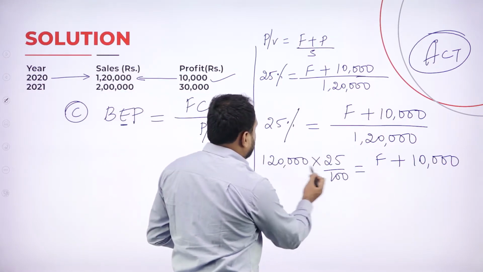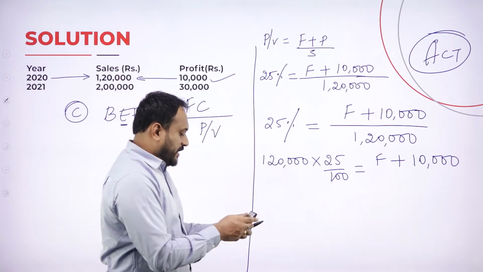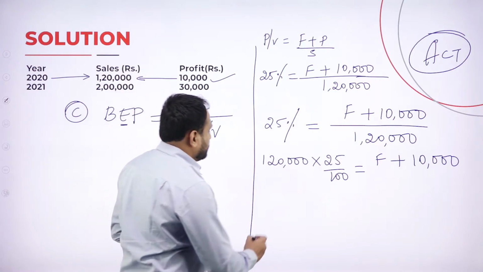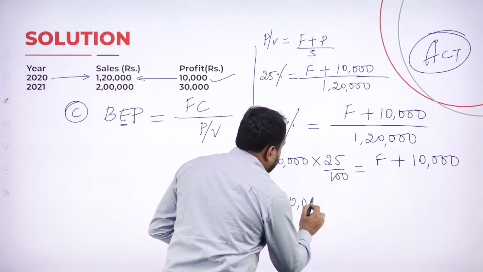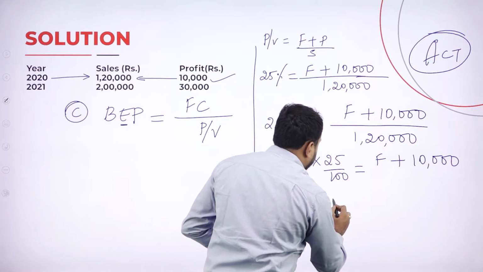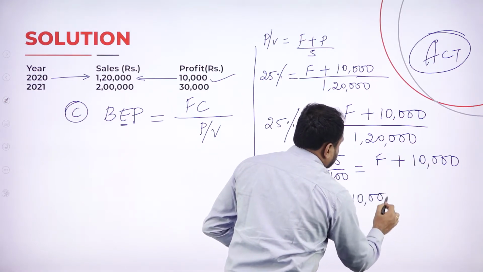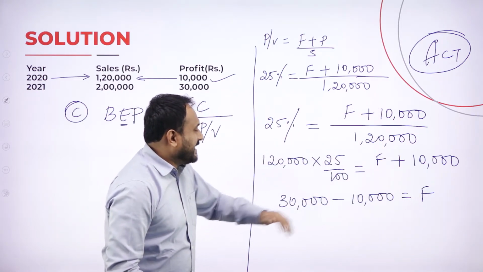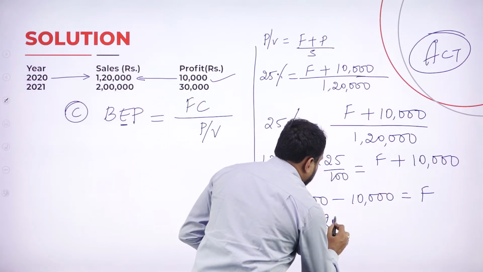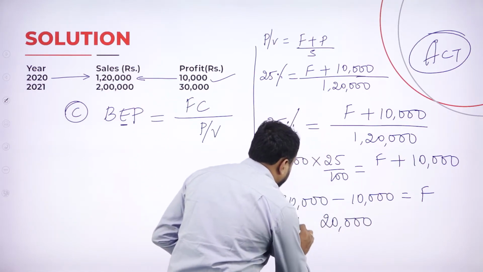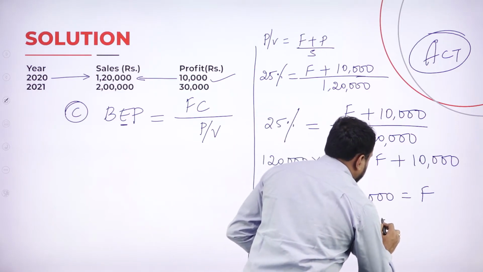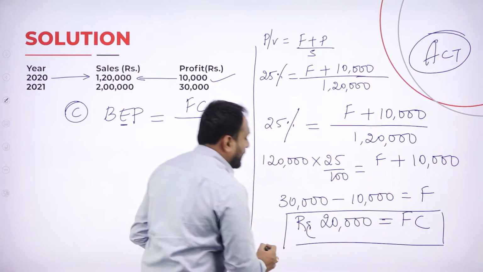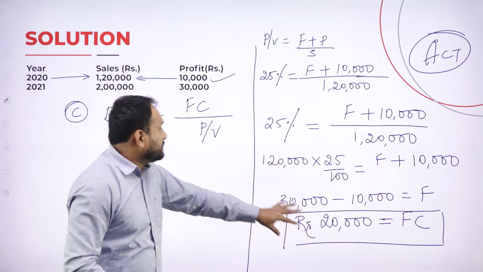Now here 1,20,000 into 25%, I got here 30,000. Now this will come here minus 10,000 is equal to fixed. Now 30 minus 10 is how much? That is 20,000. And you should write rupees is equal to fixed cost. So my fixed cost is 20,000 rupees.